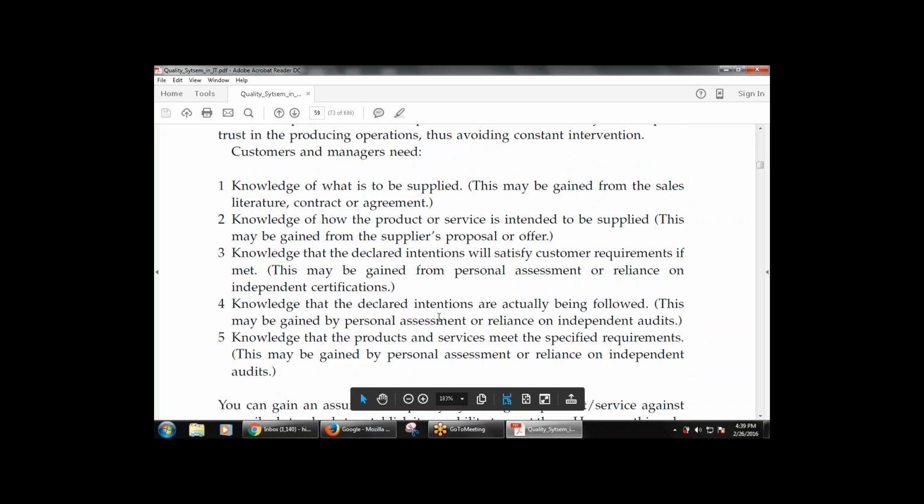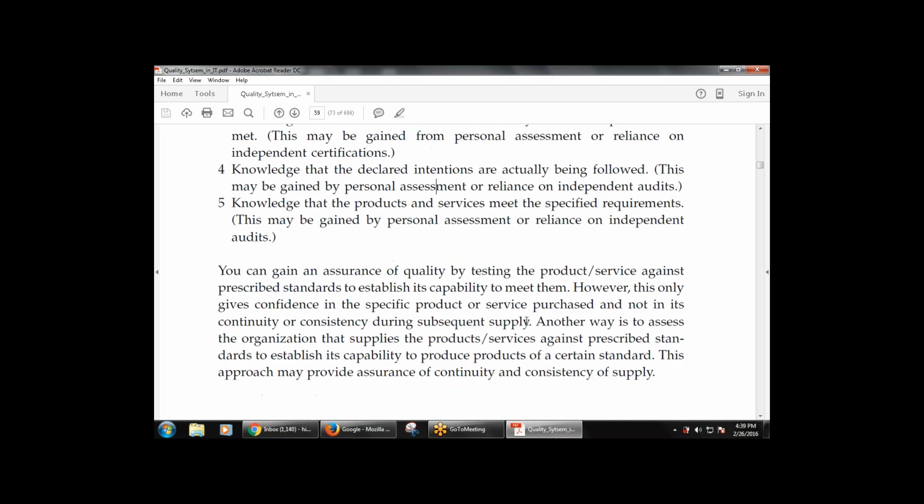Acknowledge that the declared intentions are actually being followed. So whatever the intention that is used, that is actually being followed by the organization. Acknowledge that the product and services meet the specified requirement. So whatever the requirement of the product, that requirement will be fulfilled.